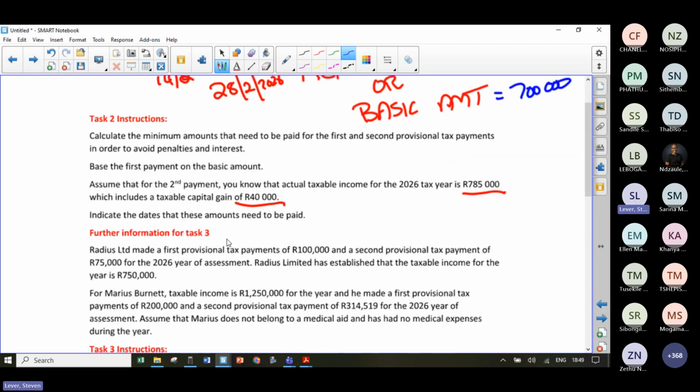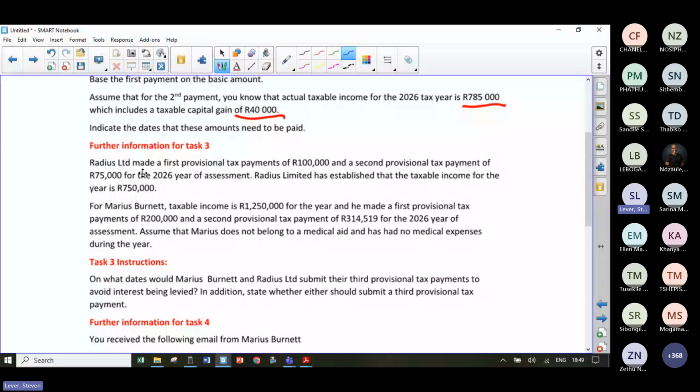Okay, let's look at task 3. It says Radius made a first provisional tax payment of 100 and a second provisional tax payment of 75 for the 2026. They've established that the taxable income is 750. And it says, on what dates do you need to make a third payment to avoid interest being levied? In addition, state whether each should submit a third provisional tax payment.